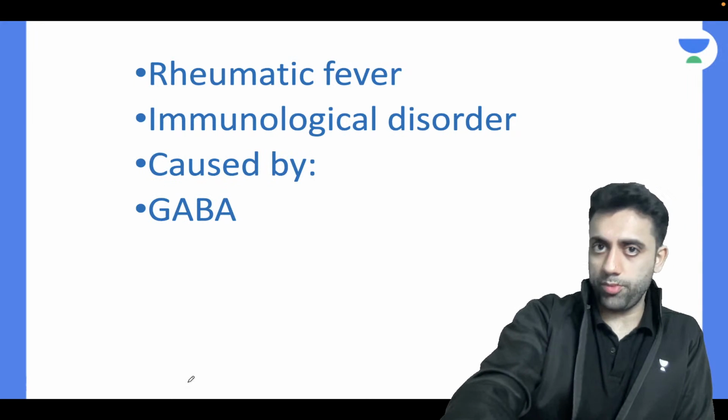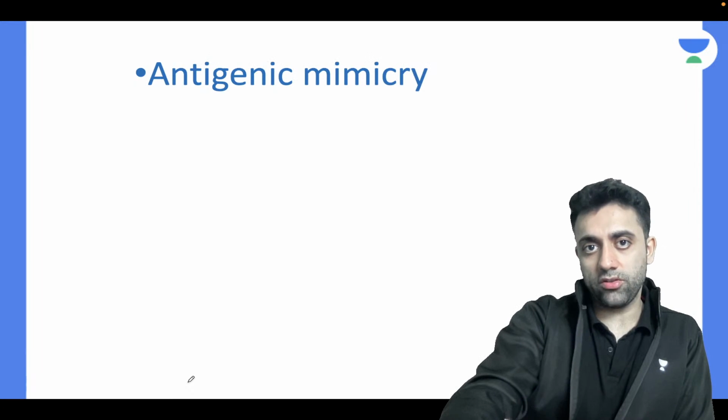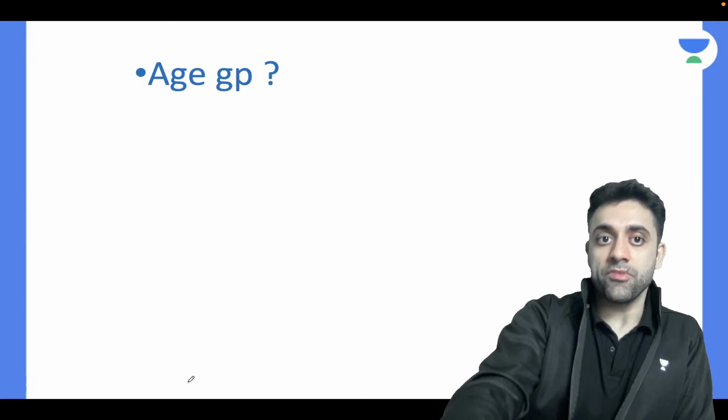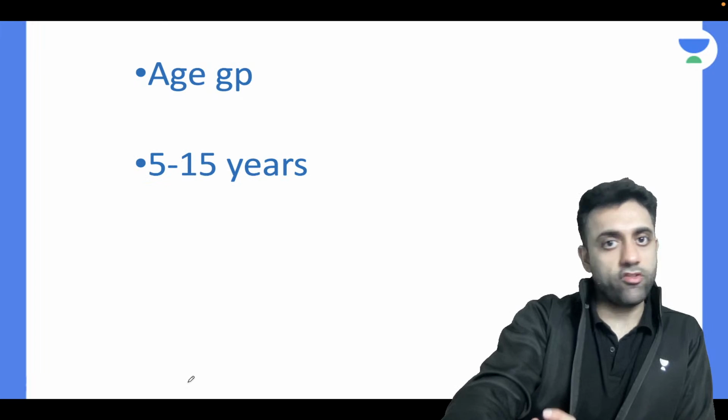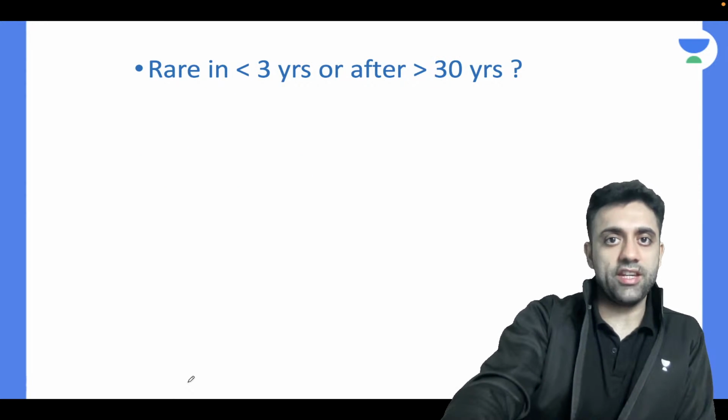Before starting, like we had covered, rheumatic fever is caused by group A beta hemolytic streptococci. We also covered that the main pathology was antigenic mimicry. We also covered that 5 to 15 years is the commonest age group, and less than 3 years and more than 30 years it is very, very rare.